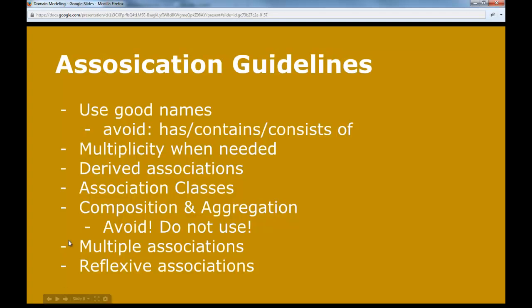Some guidelines: use good names. That is maybe the most important thing about the associations. You should use a good name, not just "can do," "has," or "contains." It does not really tell you anything. So in the dice game, we showed that the player actually rolls the dice, and not just "uses" or something that does not tell you anything.